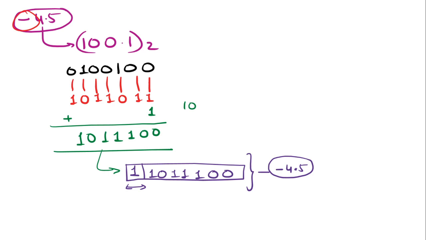Now you might have a question: why are we adding 1 here? Let's understand it with an example.